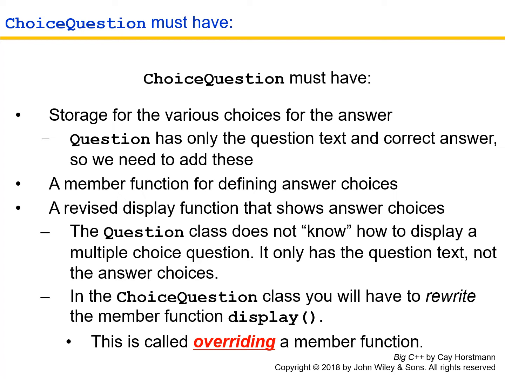Question, however, the base class, has only the question text and the correct answer, so we need to add that vector of answer choices. It needs a member function for defining answer choices, so we'll have to add that as well. And it needs a revised display function that shows answer choices in addition to the question text. The Question class doesn't know how to display a multiple choice question because it only has question text, not answer choices. So in the ChoiceQuestion class, you'll have to rewrite the member function display. And as I've said a couple of times now, this is called overriding the parent class function.